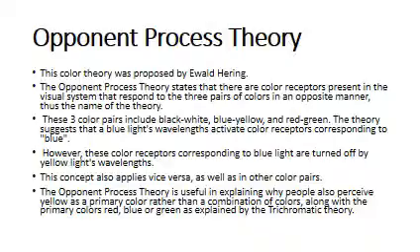The theory suggests that the blue light's wavelengths activate color receptors corresponding to blue. However, these color receptors corresponding to blue light are turned off by yellow light's wavelengths. This concept also applies vice versa, as well as other color pairs. The opponent process theory is useful in explaining why people also perceive yellow as a primary color rather than a combination of colors, along with the primary colors red, blue, or green explained by trichromatic theory.